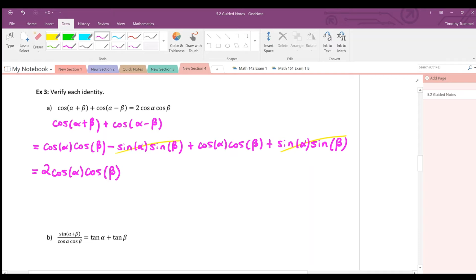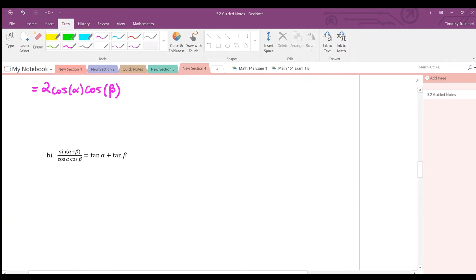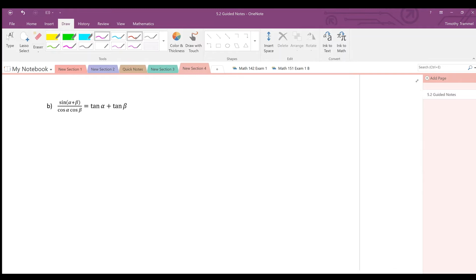Now that we've completed part A, go ahead and pause the video and try out part B. Alright, in order to do part B, I'm going to start off again with a certain strategy. And that strategy is I see I can use one of my new trig identities. Okay. So I'm going to pick the side that has my new trig identity and hope applying it will solve the problem.